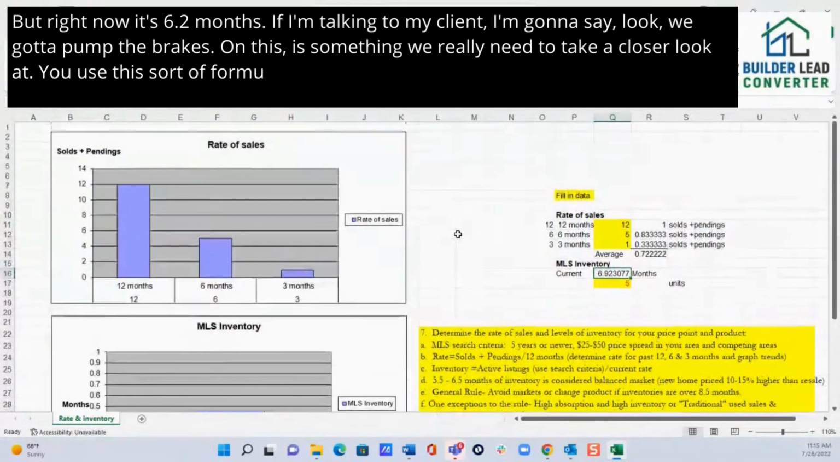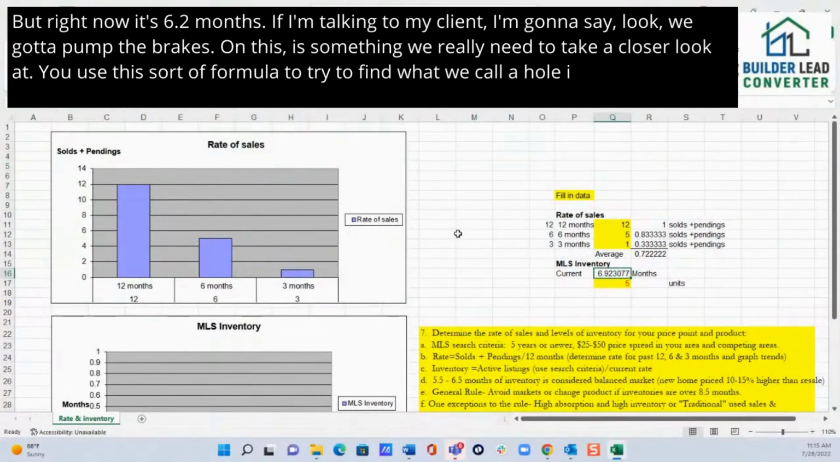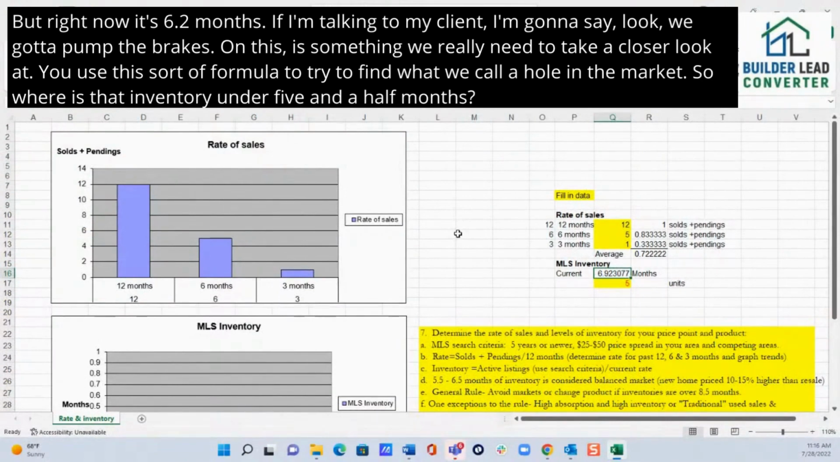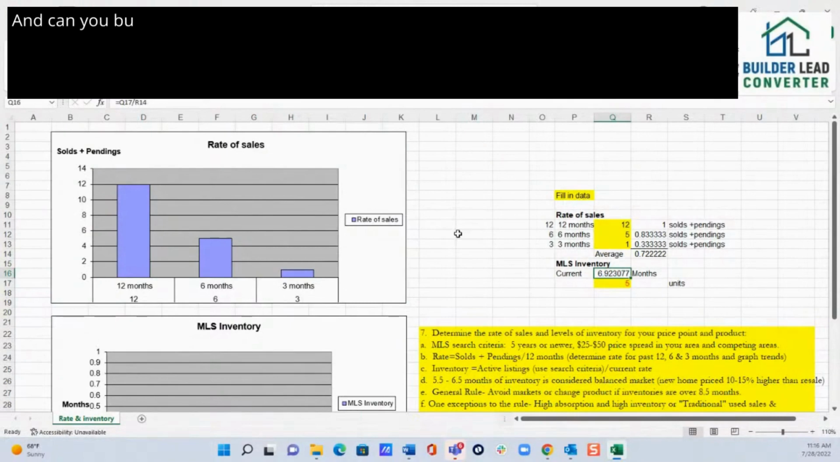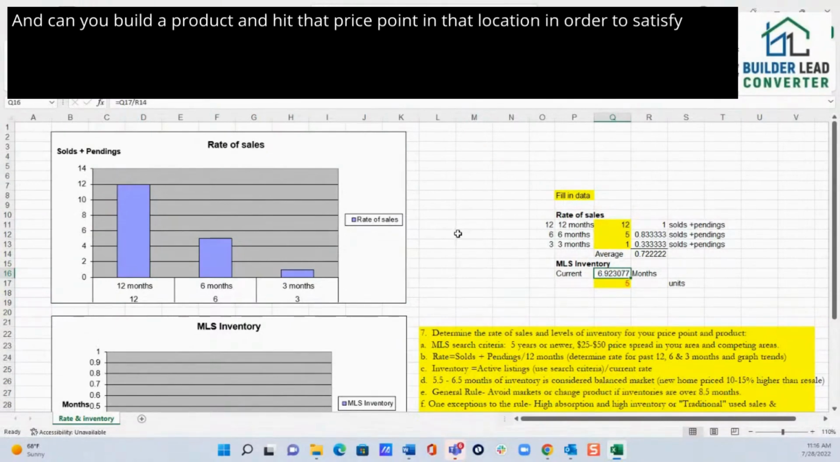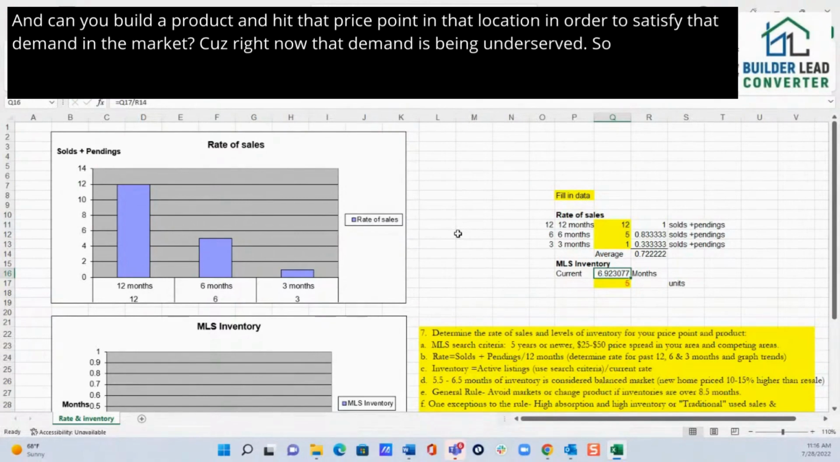You use this sort of formula to try to find what we call a hole in the market. So where is that inventory under 5.5 months? And can you build a product and hit that price point in that location in order to satisfy that demand in the market? Because right now that demand is being underserved.